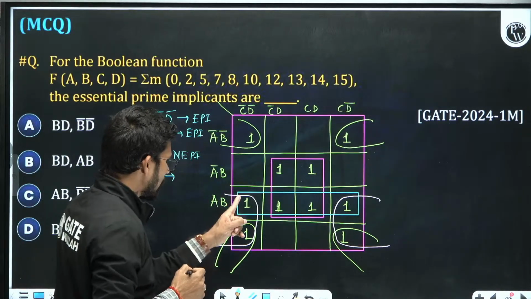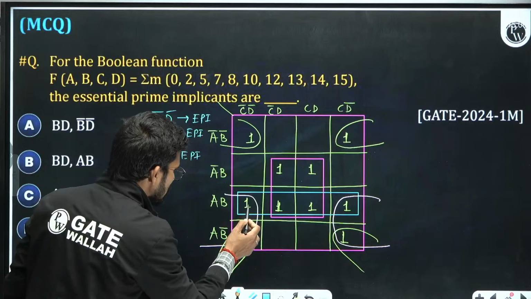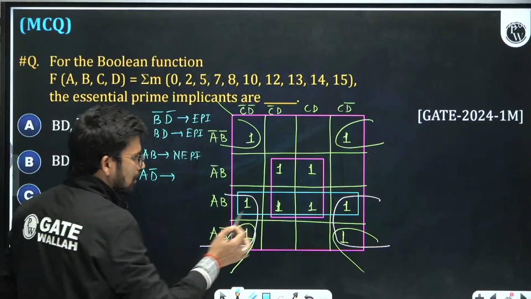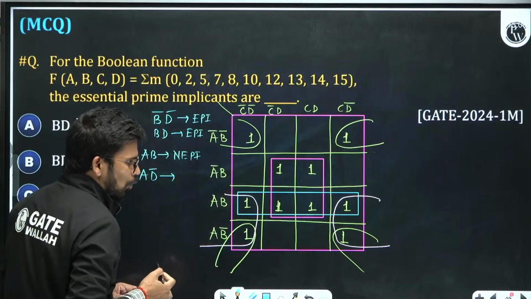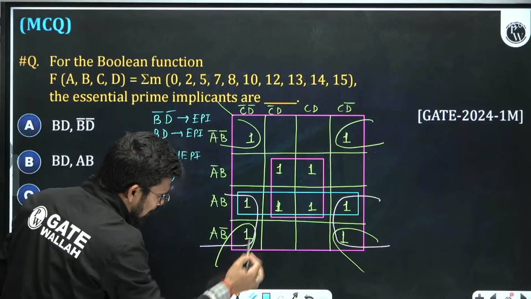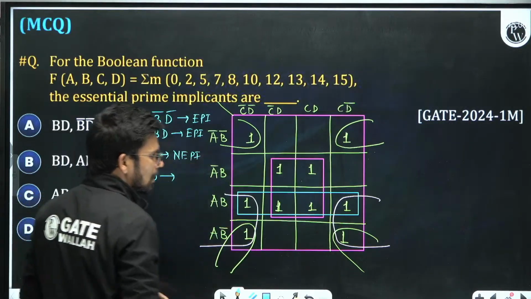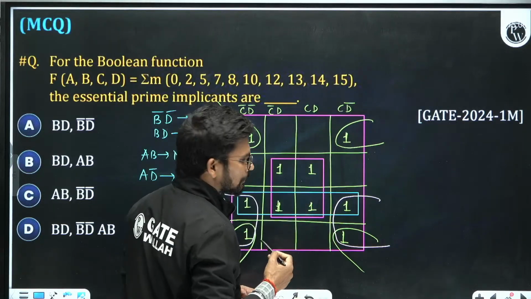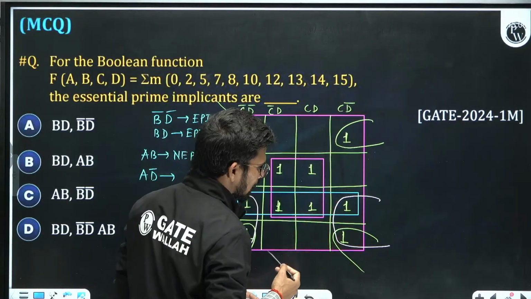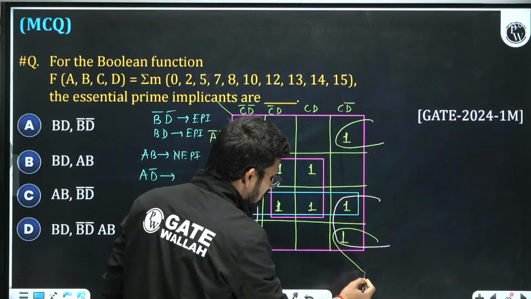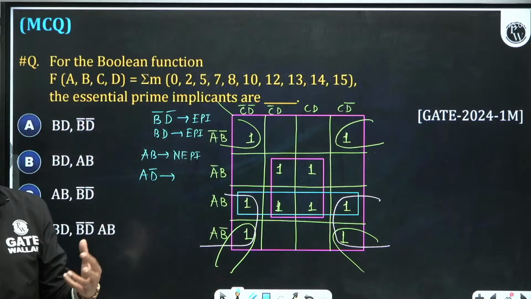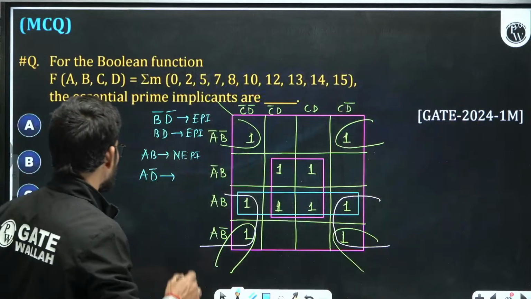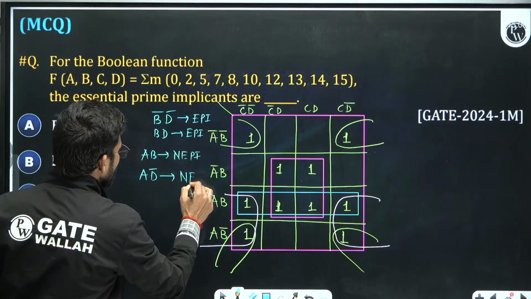Now this one of this white prime implicant can be covered by this green prime implicant, the corner prime implicant. This one can be covered by this green prime implicant. This one can be covered by this pink prime implicant. This one can also be covered by this green prime implicant. So all the ones of this prime implicant can be covered by other prime implicants also. So this is also a non-essential prime implicant.